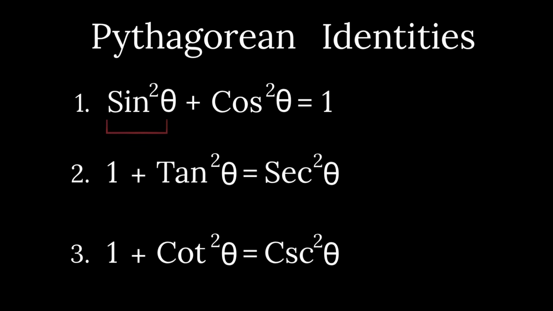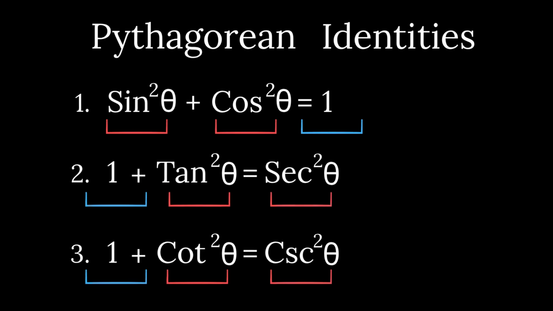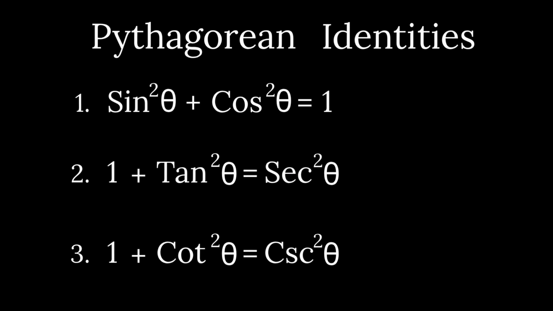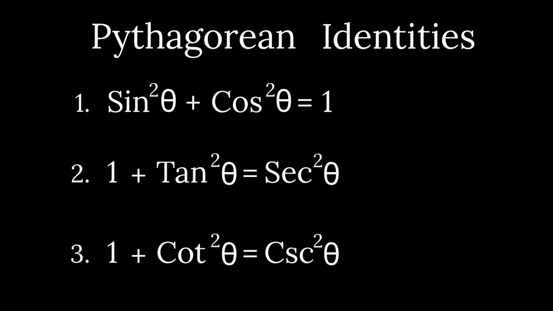The first identity has the sum of two trig ratios being squared equal to a constant, but the other two have a constant plus a ratio squared equaling another ratio. At first, this does seem like witchcraft, but I'm going to show you an amazing way to visualize these identities. Let's start off with the first identity.